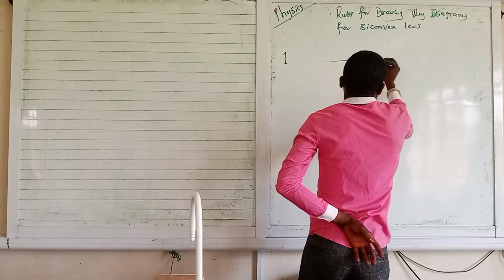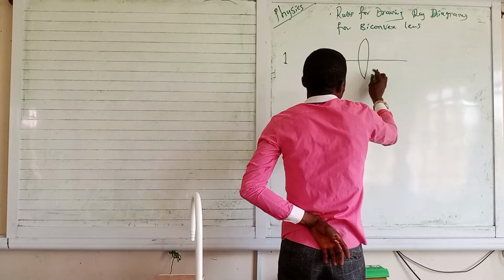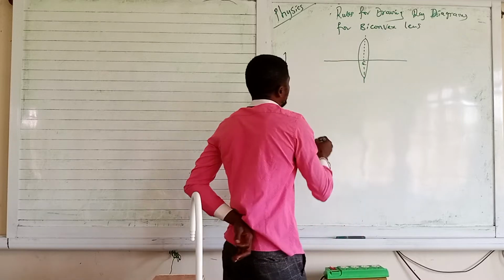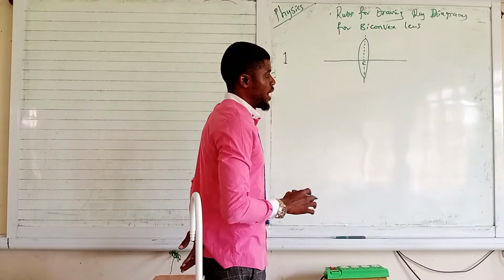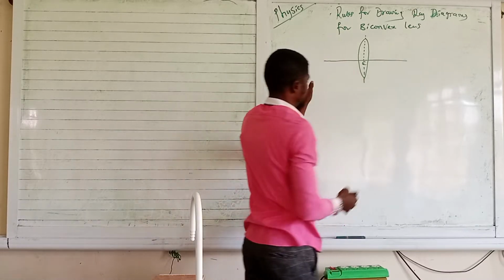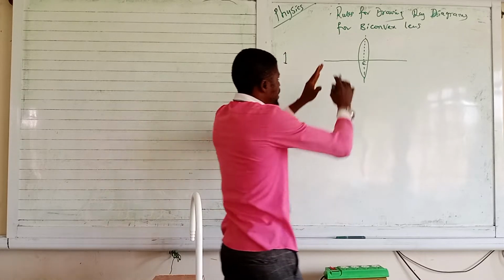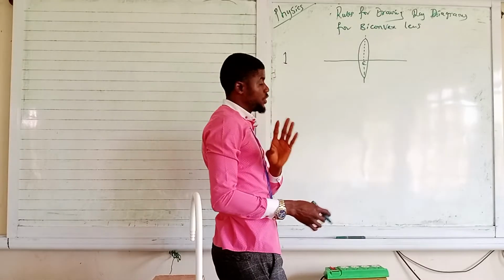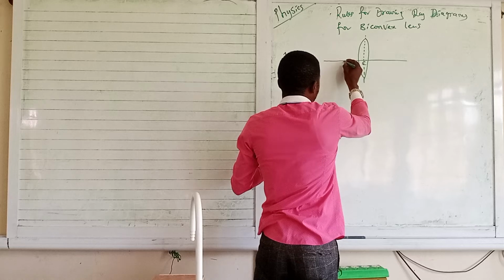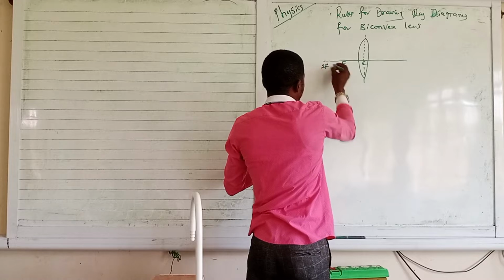This is my principal axis, right? And this is my convex lens. My center of curvature. A ray of light passing parallel to the principal axis. After refraction, for this guy, because the guy is biconvex, it has two faces. From here to here is called F, and from here to here is 2F.